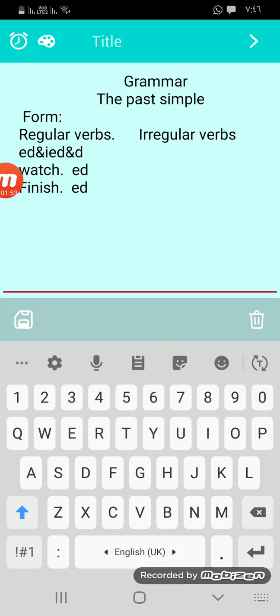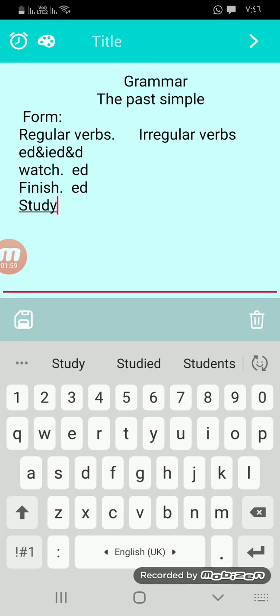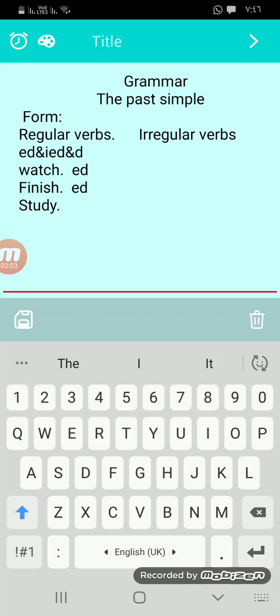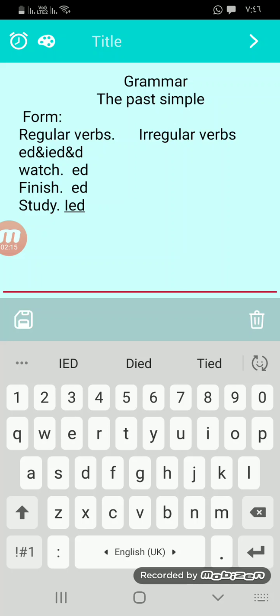When we add ied, look at ied. For example, the verb like study, look at study here. When the verb ends with Y and before it a consonant, it changes Y into ied.